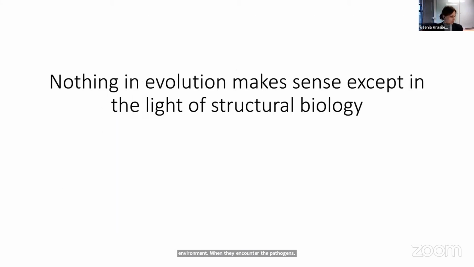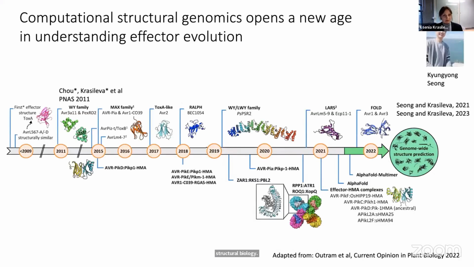And one lesson I learned from working in this field is that nothing in evolution makes sense except in the light of structural biology. So very slowly for the past 20 years, we've been, as a community, experimentally solving structures of these effectors. And I'm marking here a publication from my PhD where 2 PhD students, 6 years, we solved the structure of 1 effector, right? I just told you that pathogens encode hundreds and thousands of these effectors. And so it seemed like it was really an impossible task for us to make sense of all of them.